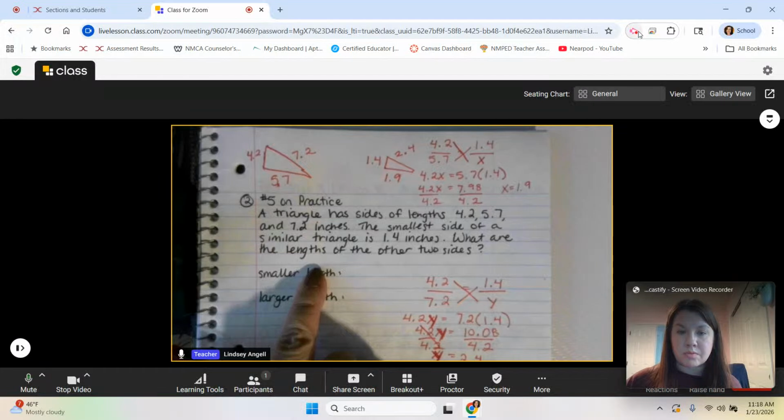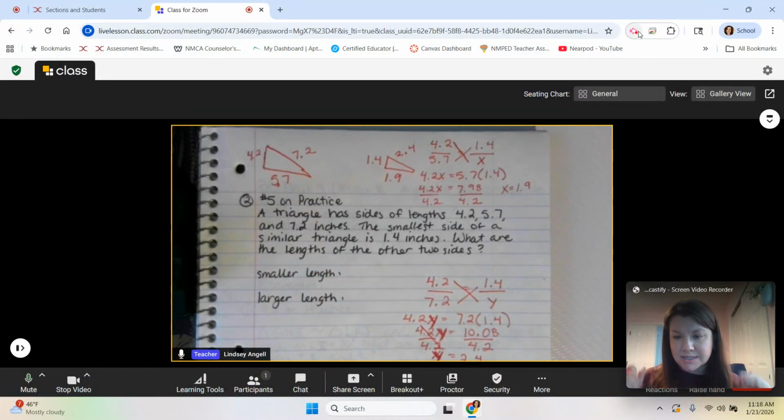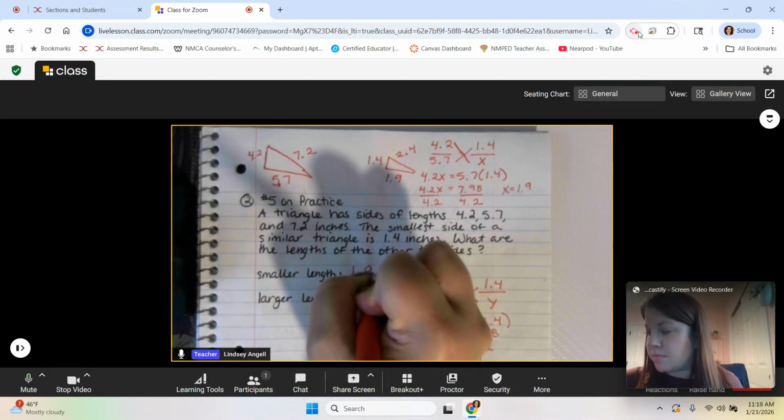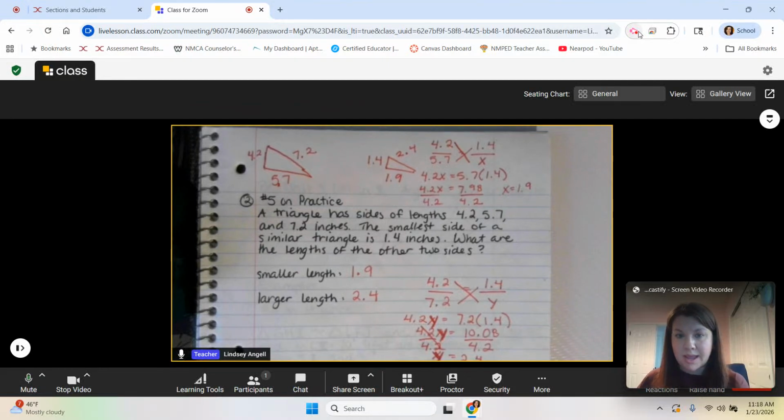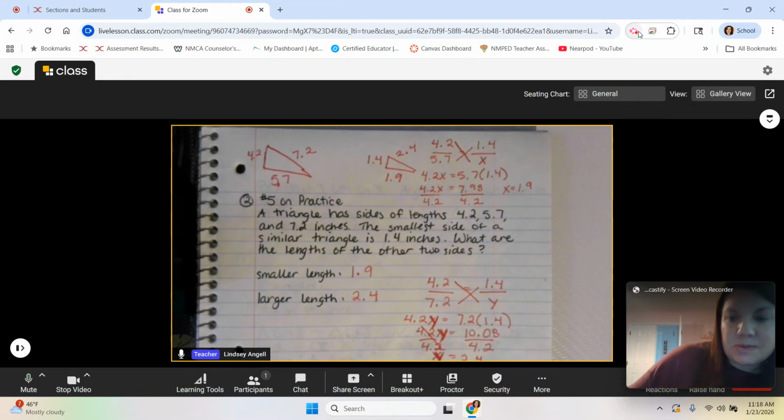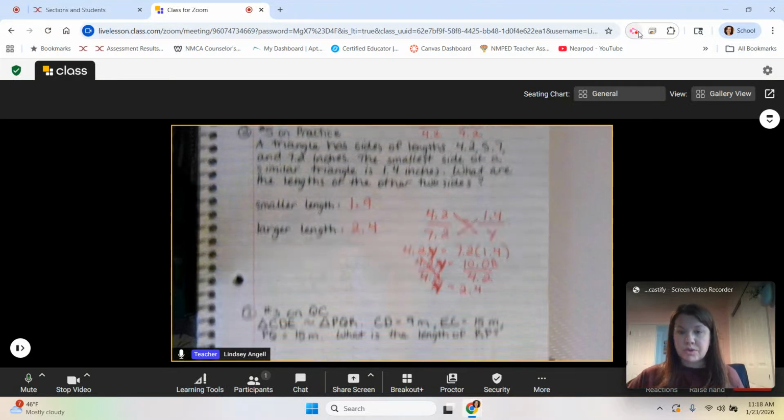In your practice, it asks for the smaller length and larger length. So that would be 1.9 and 2.4. Okay? But you find those corresponding sides, which sides match up in the similar figures, set them up using cross multiplication, and as long as your proportions match up on each side, you should be able to solve.